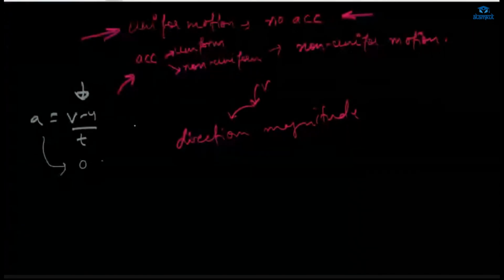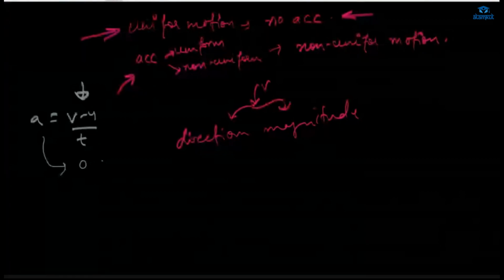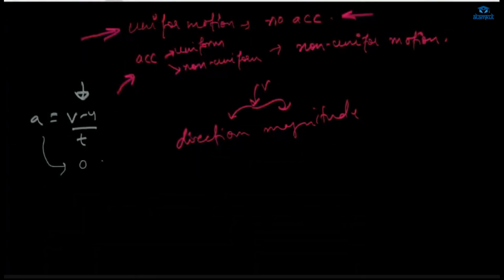either of these things changes, then the uniform motion is not there. There is non-uniform motion. If the direction of the velocity has changed, then also the motion will be called accelerated motion. Suppose in circular motion, yes ma'am, I understood.